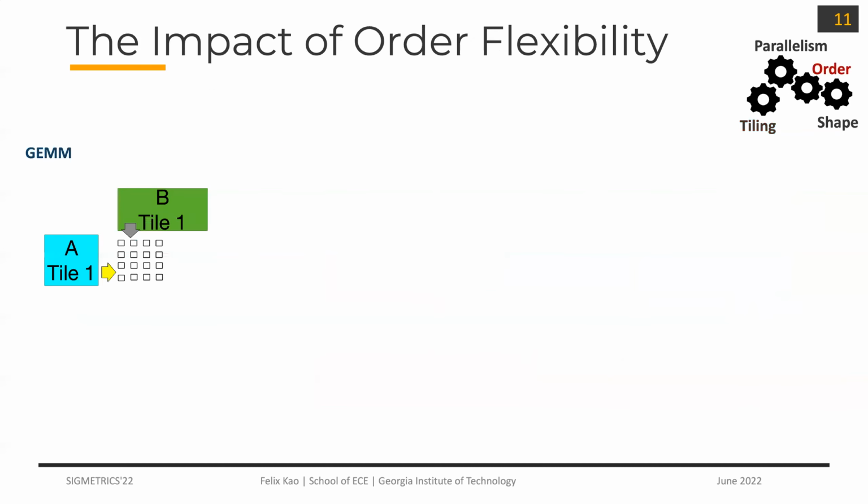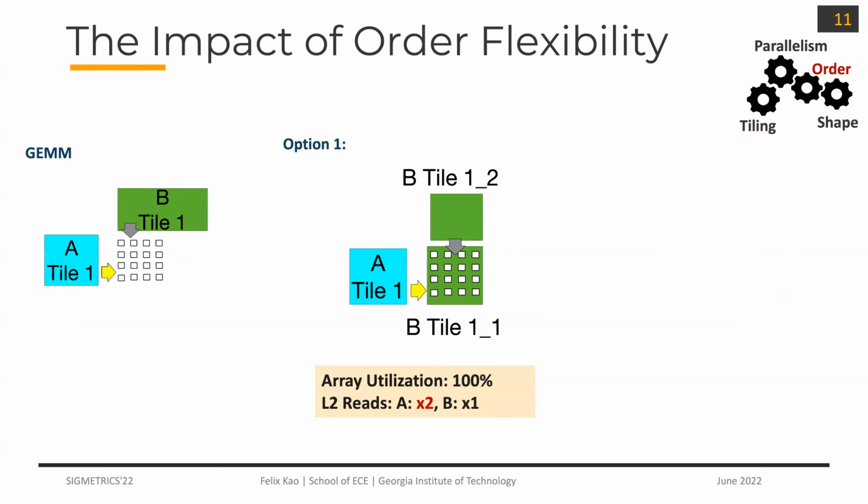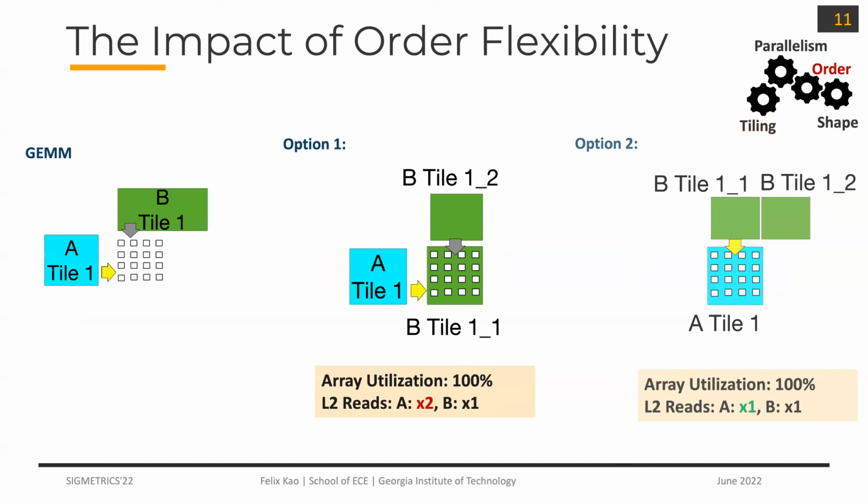Let's see another example for order. In option 1, it could be, as we used in the previous slide, like weight stationary. Then A will be read and streaming twice. In option 2, we can change it to input stationary. Then A is fetched and B streaming. Then both A and B are read only once.